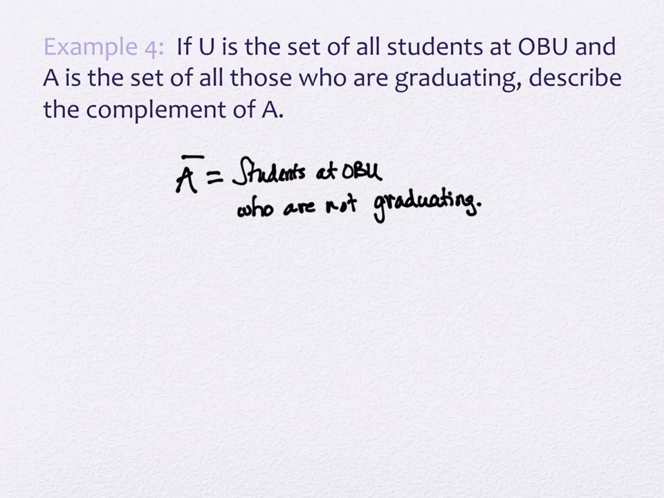I think that's all of you guys right now. Nobody's graduating in December, are you? Not yet. So you're in this category, right? You're in the A complement category right now. So OBU students who are not graduating.